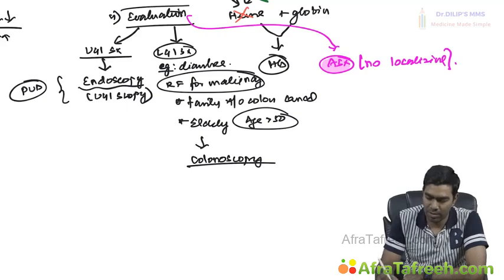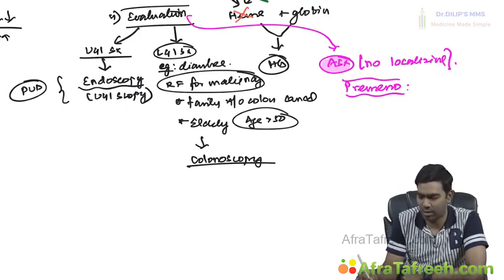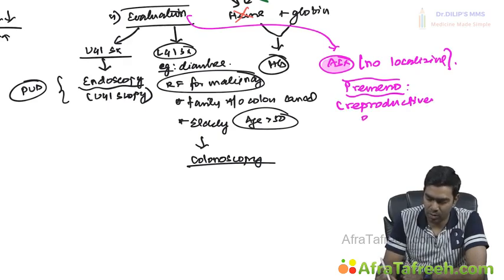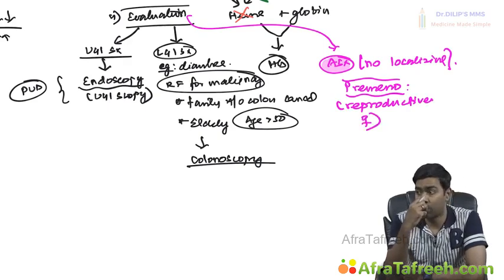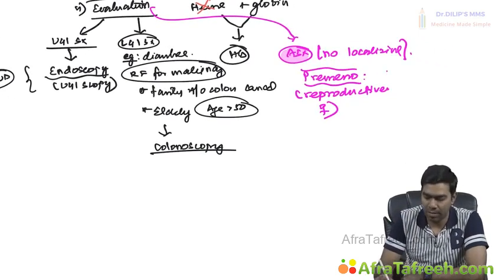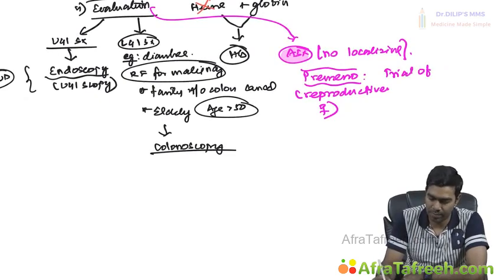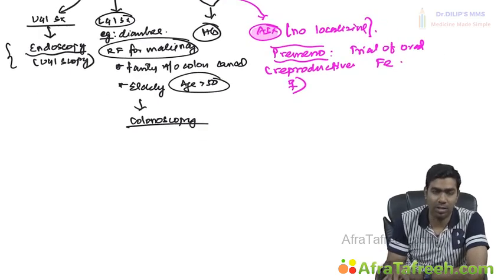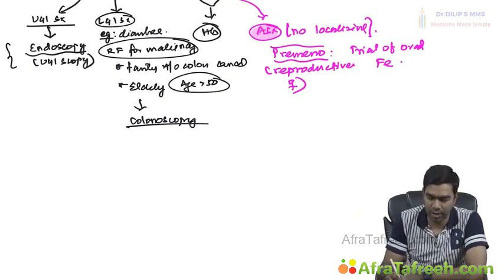For example, if it's a premenopausal woman, typically this is the age group, that means women in the reproductive age group. So this is the women group where we are going to commonly encounter iron deficiency. So in this condition, I'll be giving a trial of oral iron. Then I'm going to see the response and decide on what could be the reason for iron deficiency.